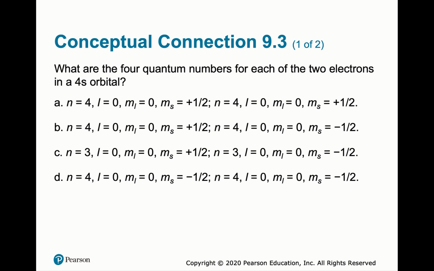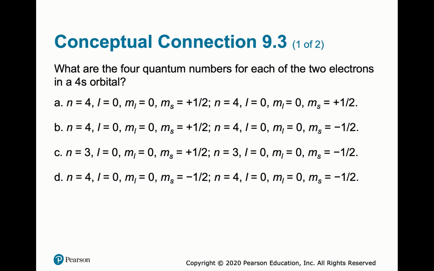So let's look at this. What are the 4 quantum numbers for each of the 2 electrons in the 4s orbital? So the 4 is the principal quantum number, n equals 4. So C is out because n is not 3. If it's s, that means l is 0. That's right. And then for m sub l, it has to be 0. So A, B, and D are still good.